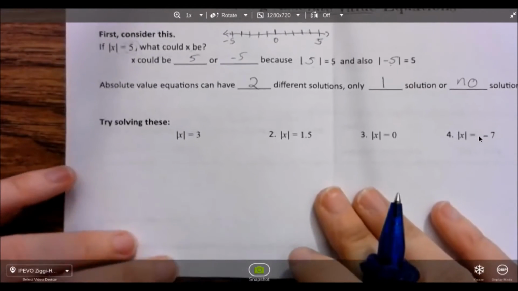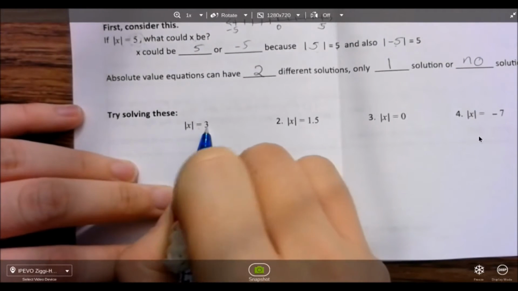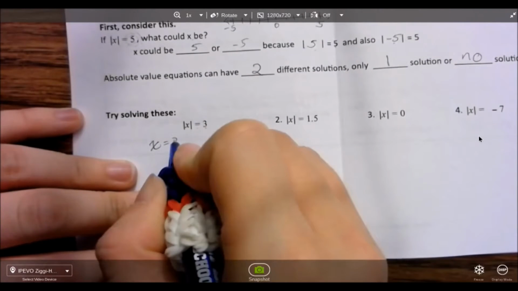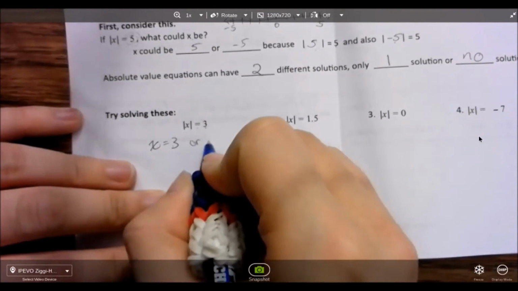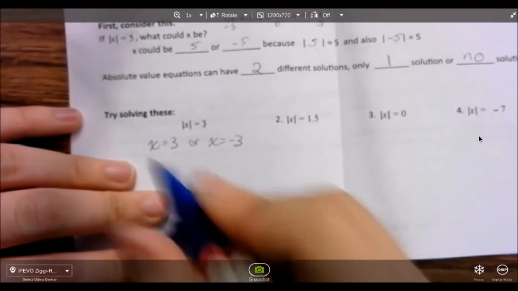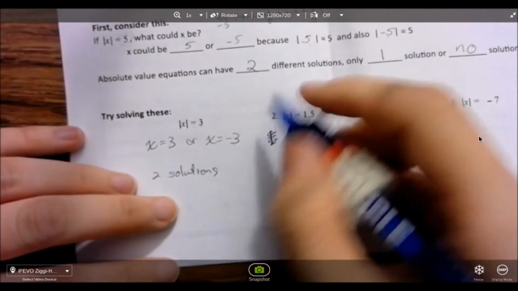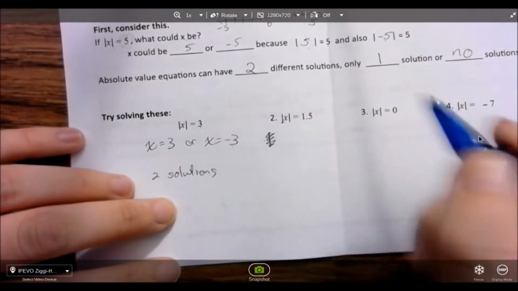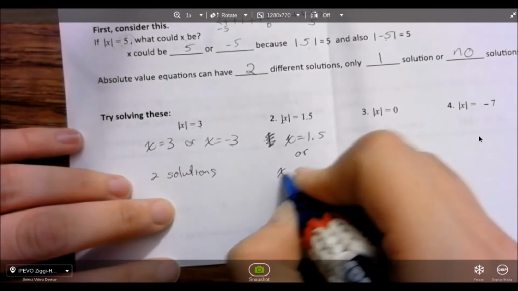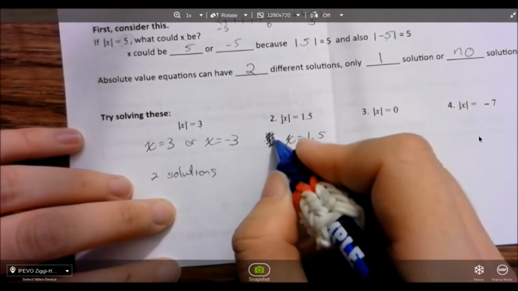Okay, so let's just try these first couple. If I have the absolute value of x equals 3, then what could x be? Well, x could be positive 3, because 3 is 3 spaces away from 0. Or x could be negative 3, because negative 3 is 3 spaces away from 0. Okay, and that one has two solutions. Okay, so number 2, if I have the absolute value of x equals 1.5, then x could be 1.5, or x could be negative 1.5. And please forgive my little scribble right there.